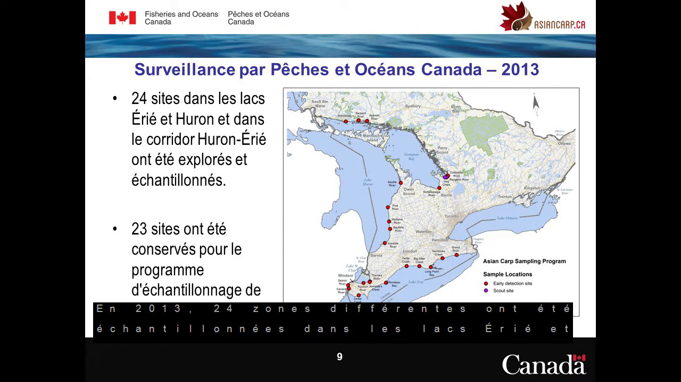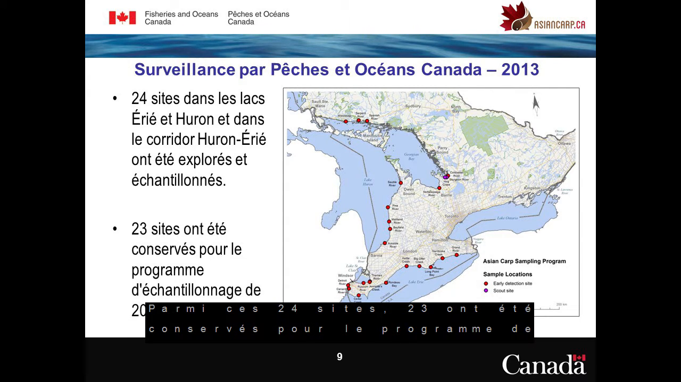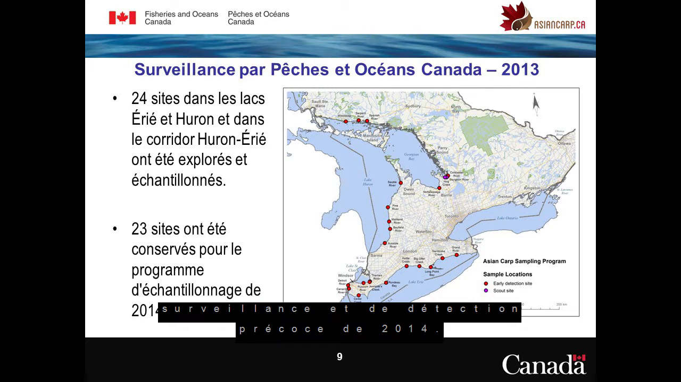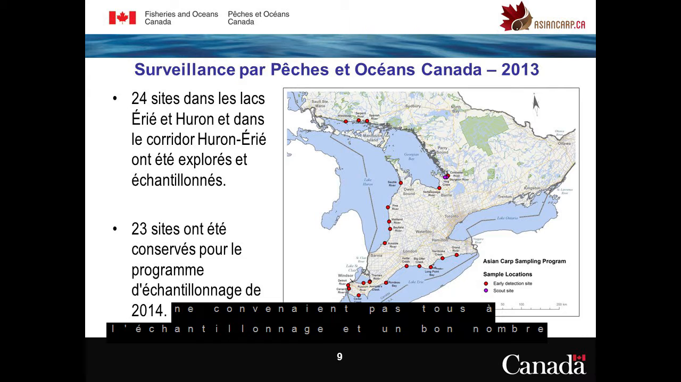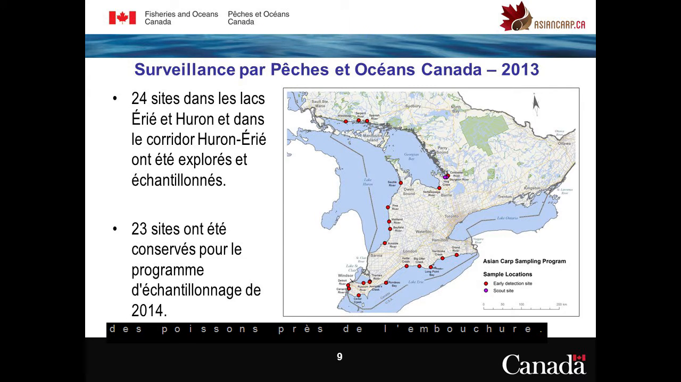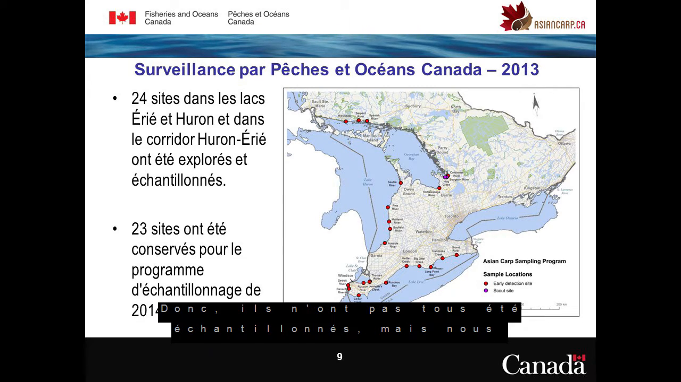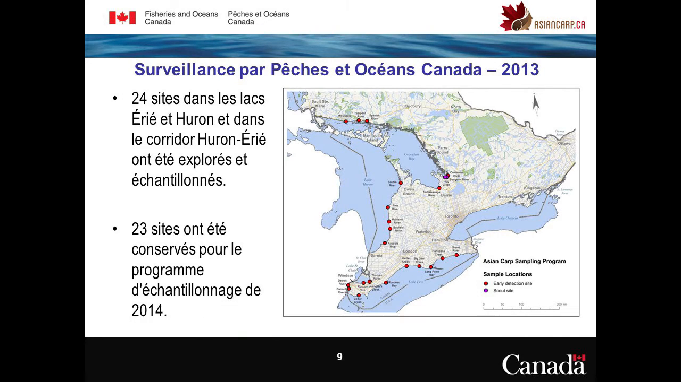So in 2013, 24 different areas were sampled in Lakes Erie, Huron, and the Huron-Erie corridor. 23 of the 24 sites were selected to remain in the 2014 monitoring early detection surveillance program. Now, there were many more tributaries that we went out and scouted, but they weren't all suitable for sampling, and many of them were found to have barriers lower down in the rivers that would have limited fish movement close to the mouth.